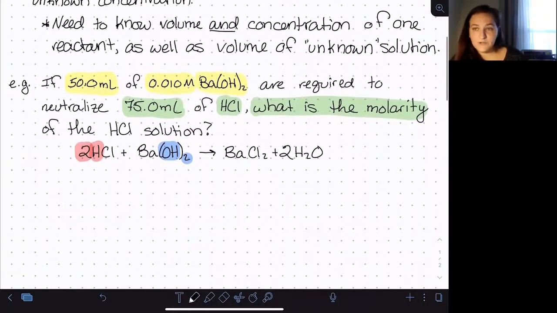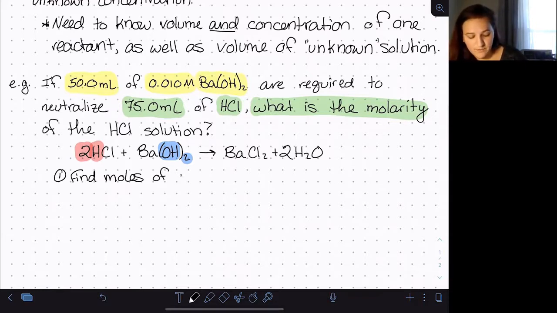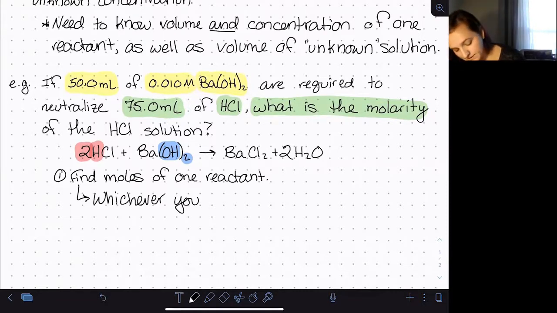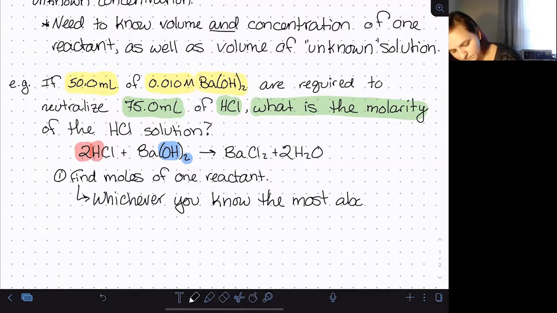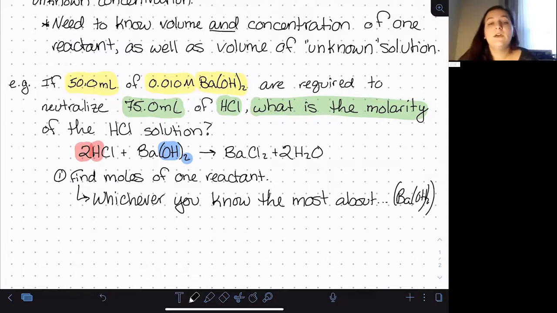So essentially, there are kind of 3 steps to the titration math. We need to first find moles of one of your reactants, whichever one you know the most about. So in this example, that's going to be the barium hydroxide. Since we know both the volume and the concentration of the barium hydroxide, we'll be able to figure out the moles of that substance.